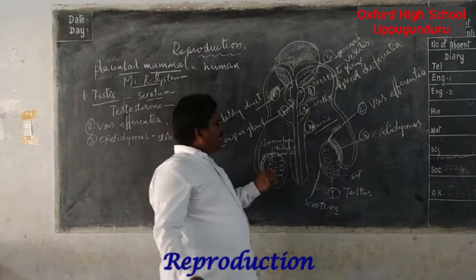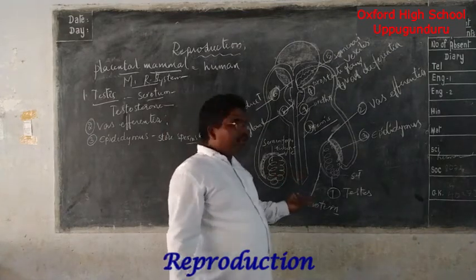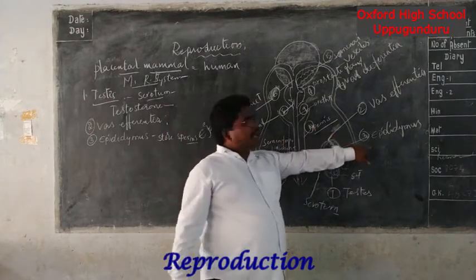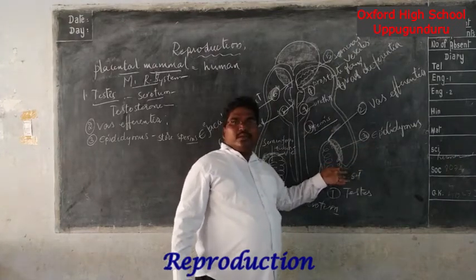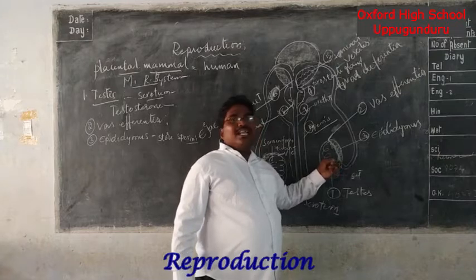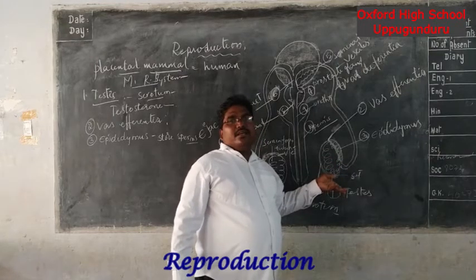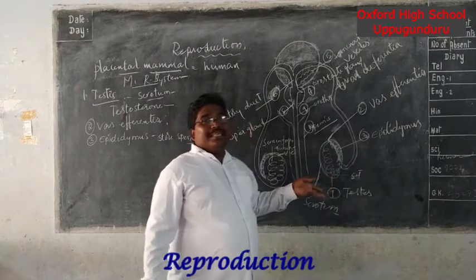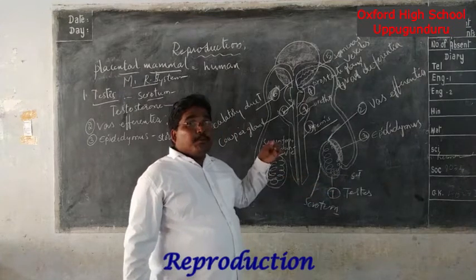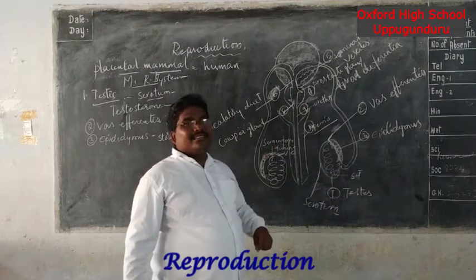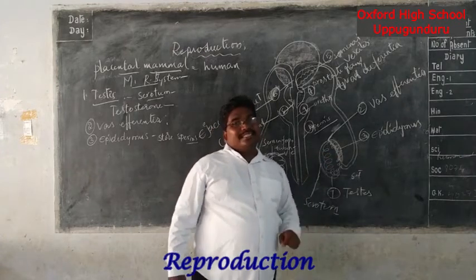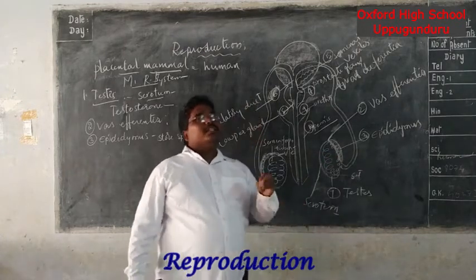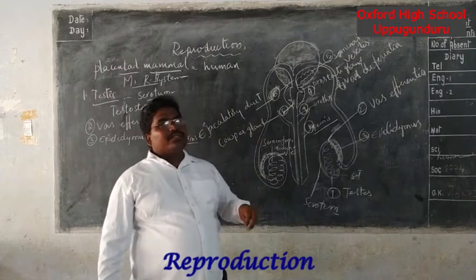Okay, listen carefully. One on each side, the epididymis is present. Vas afferentia opens into the epididymis. It carries the sperms into the epididymis. Highly coiled tubules are present, at the posterior side of the testes. It temporarily stores the sperms.